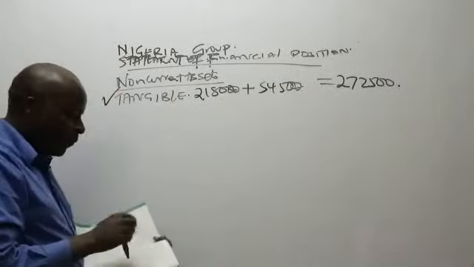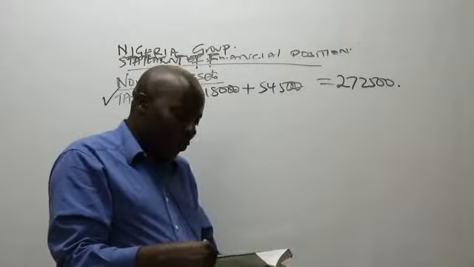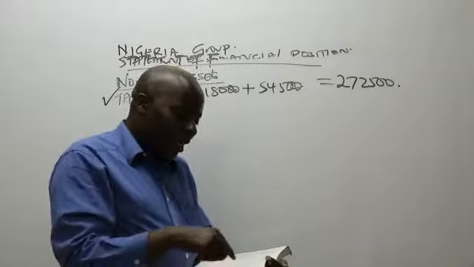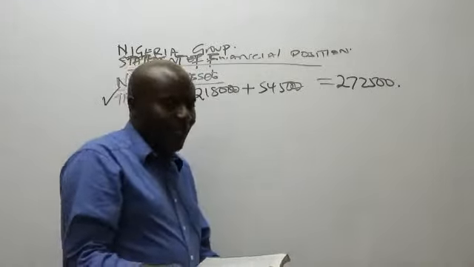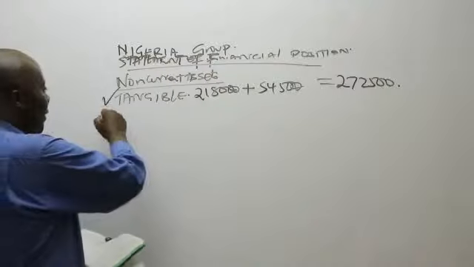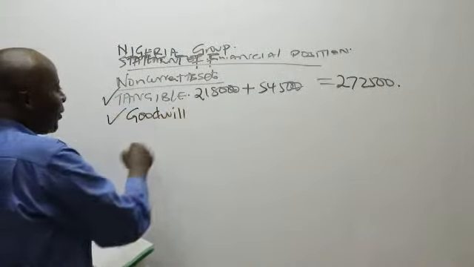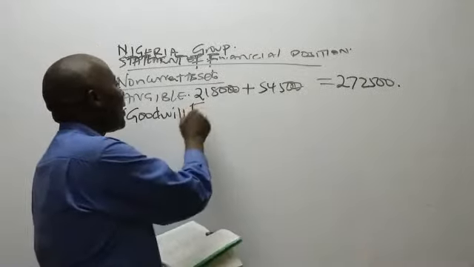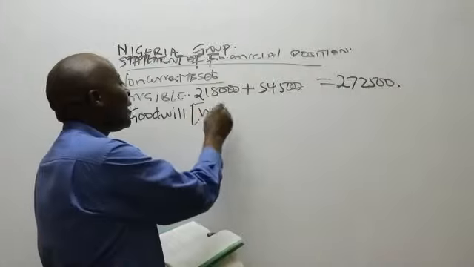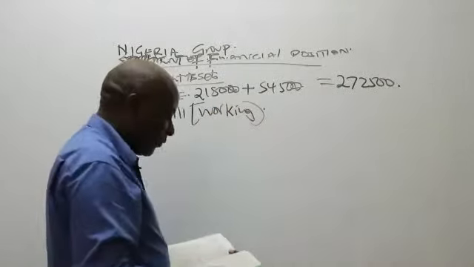After tangible and current assets, I know the next thing should be goodwill. It doesn't matter the order really. I can't talk of investment in a subsidiary. So I'll simply write there goodwill, and then I'll write for my examiner that I need a working for this.